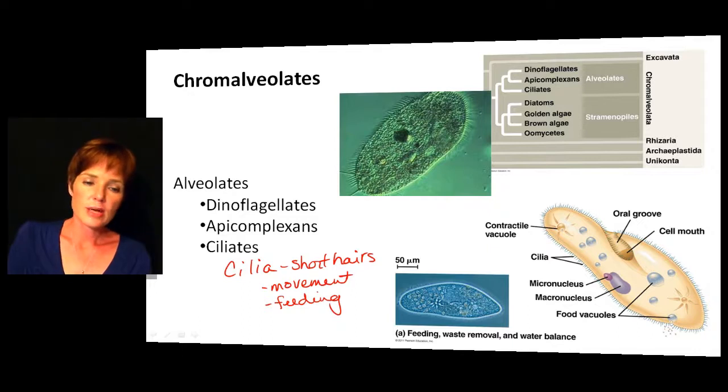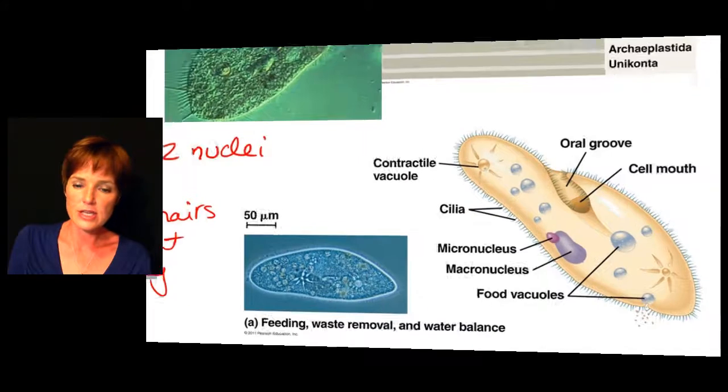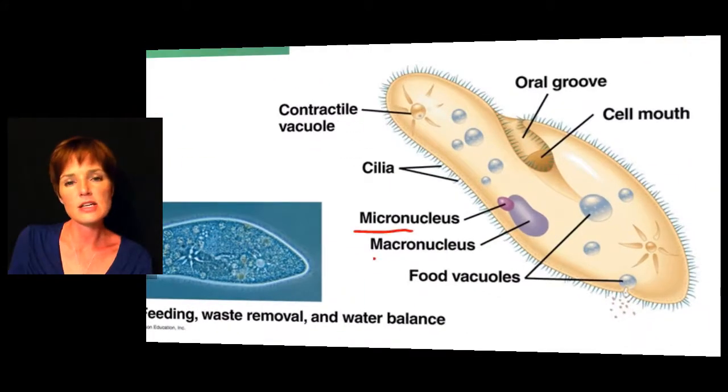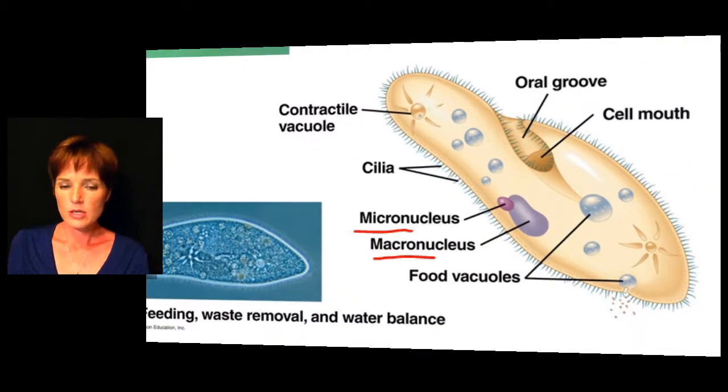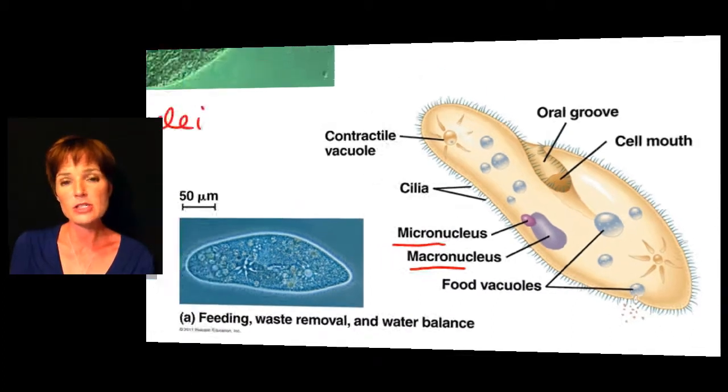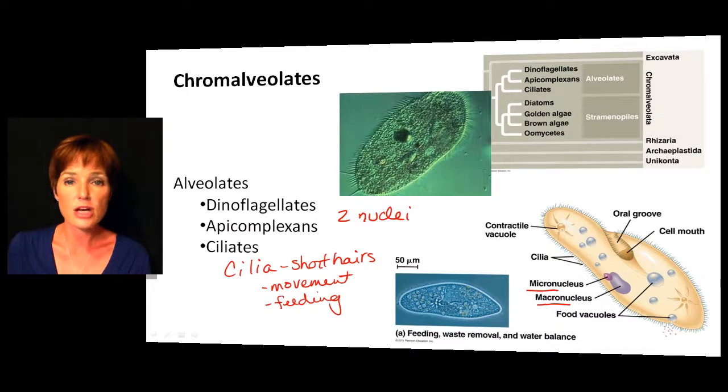Another unique thing about these is that they have two nuclei types. So they have the micronucleus, and then they also have a macronucleus. So with these two nuclei, they are going to perform binary fission, and they're also going to exchange micronuclei with other ciliates through the process of conjugation.